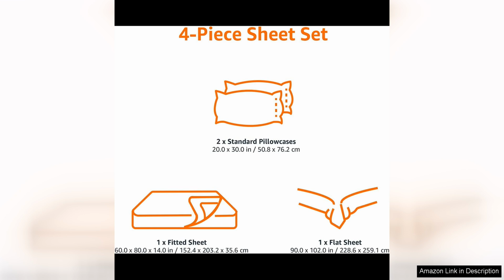Overall, the Amazon Basics Lightweight Super Soft Easy Care Microfiber 4-Piece Bed Sheet Set is a great value for the quality you receive. The softness, durability, and easy care instructions make them a top choice for anyone in need of a new set of sheets. With their affordable price point and excellent performance, these sheets are sure to become a staple in your linen closet.